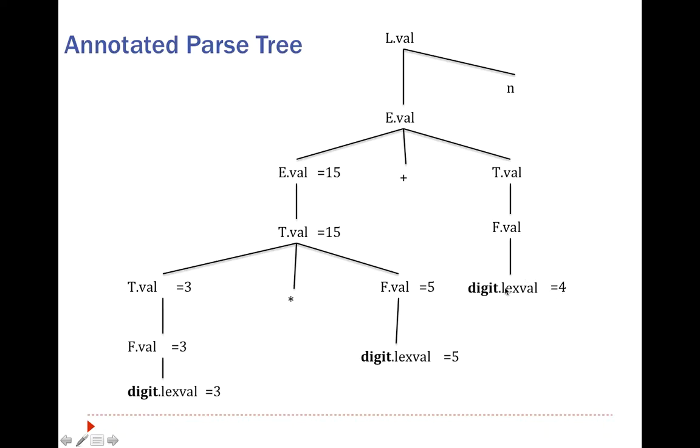Then digit will get the value 4, which is passed on to the parent. Then 15 plus 4, this semantic rule is applied and we get the value 19 at the parent. Then it is passed on to the parent. So this becomes the annotated parse tree for the string 3 multiplied by 5 plus 4 for the given grammar.